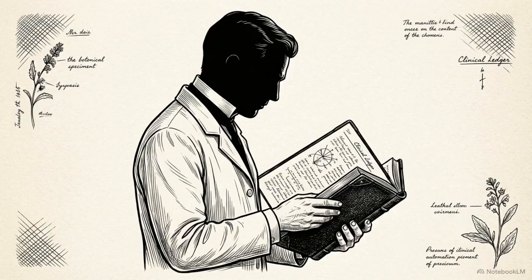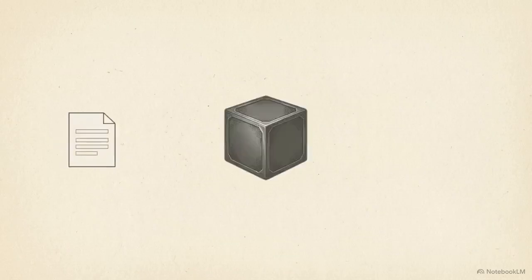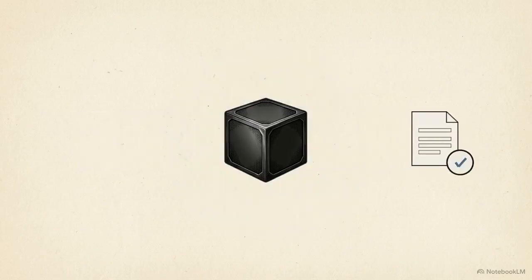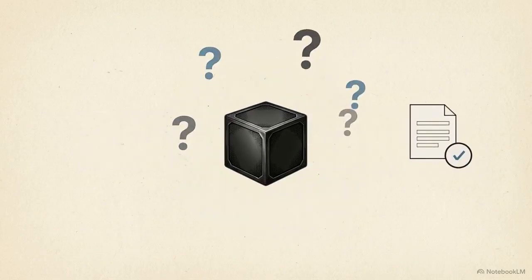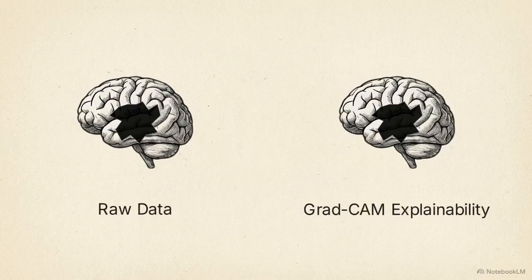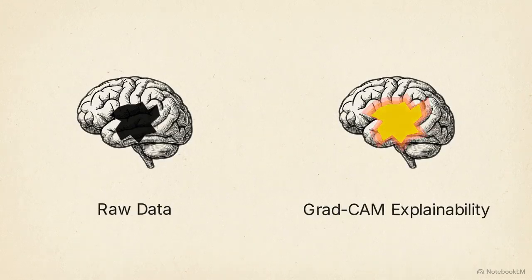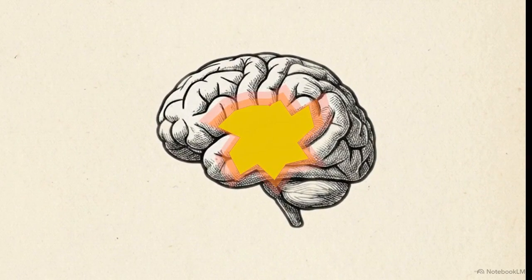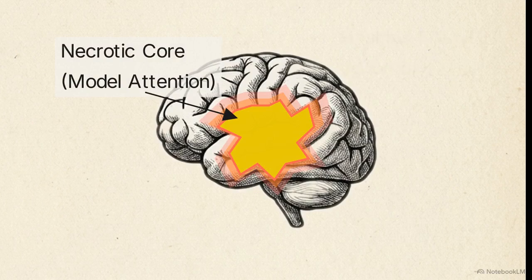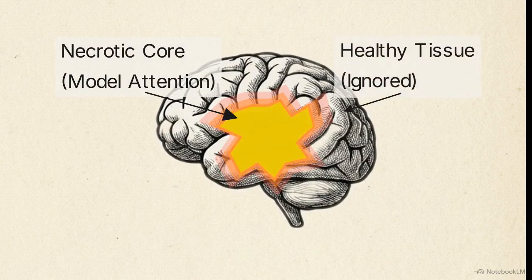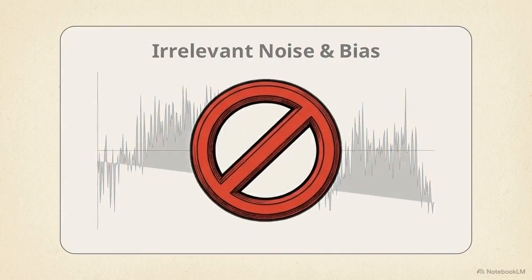Many clinicians hesitate to use deep learning because they view it as a black box that provides answers without explanation. We can solve this through visual explainability tools like Grad-CAM heat maps. On the right, this thermal heat map highlights the exact pixels that the neural network used to make its decision. These maps prove exactly where the model is looking, ensuring it is focused on the actual tumor and not on irrelevant image noise or bias.